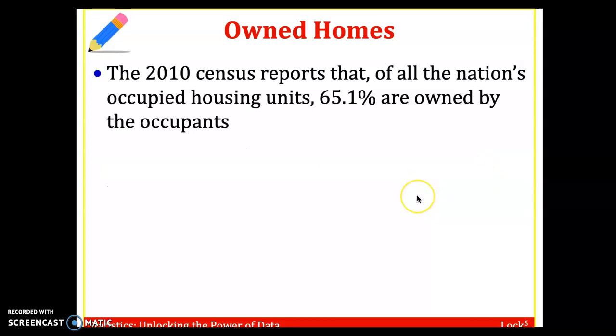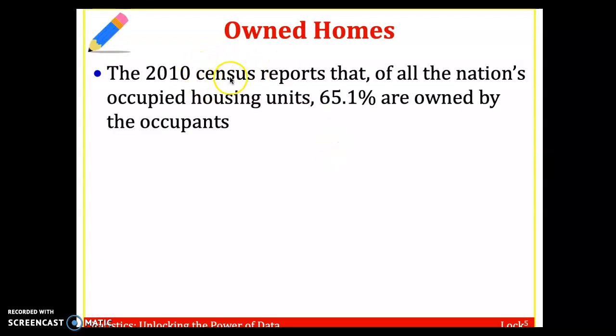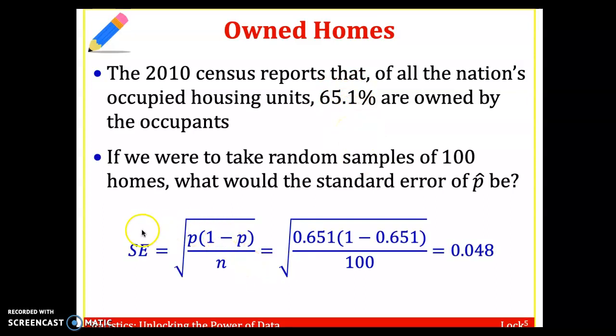So we're going to go to this previous standard error formula. And as I said before, this p is for population parameter, population proportion. For owned homes, if we're dealing with the census, we assume that p is 65.1%. So standard error is the square root of p times 1 minus p over n. We plug in p as 0.651 times 1 minus 0.651 all over 100. Then you take the square root at the very end to get 0.048, rounded to 3 decimals.